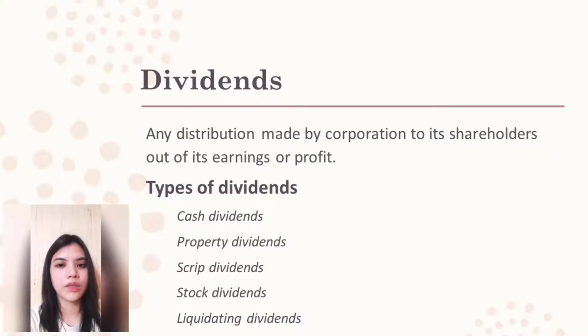Fourth is stock dividends. Stock dividends are a payment of dividends to shareholders that is made in shares of common stock instead of cash. Fifth is liquidating dividends. Liquidating dividends are a payment made by the corporation at the time of complete or partial liquidation. It is a form of return of capital, refunding the amount of investment made by the shareholders.